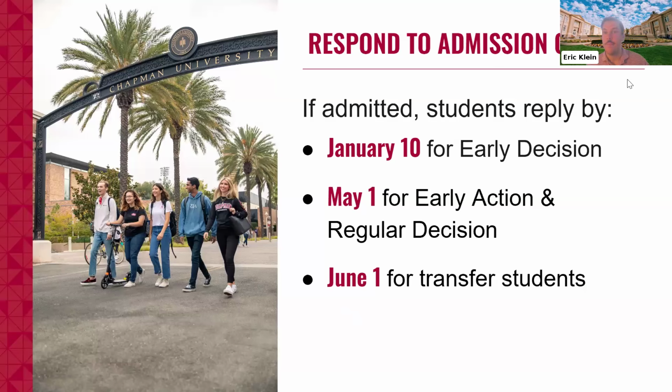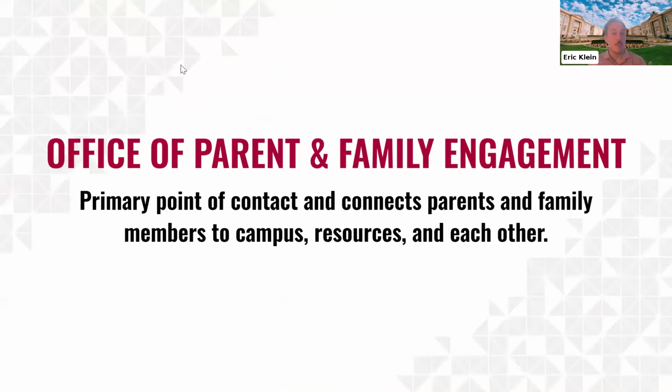And then finally, you'll be solidifying your admission decision and enrollment with Chapman based on these dates. If you are applying early decision, that deadline is a bit earlier, as I mentioned, January 10th. For students who are applying early action or regular decision, your deposit deadline is going to be May 1st. And then for our transfer students, you do get an additional month. Their deadline is June 1st. And that wraps up the admission perspective slides that we have.